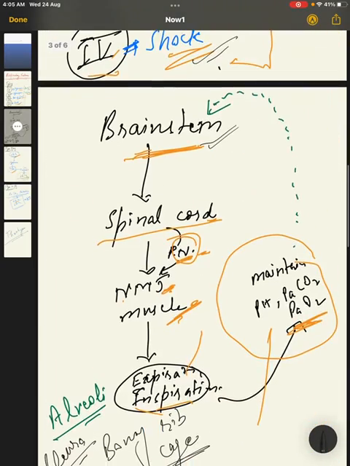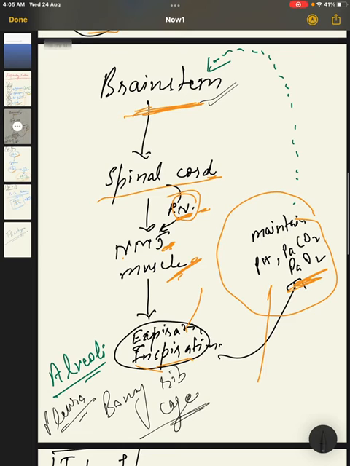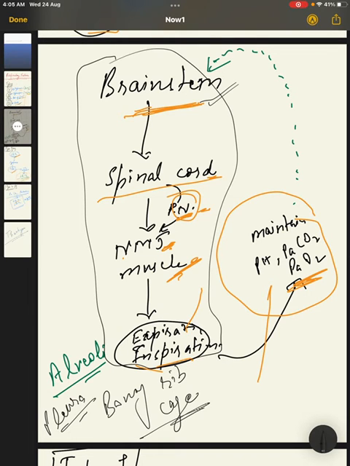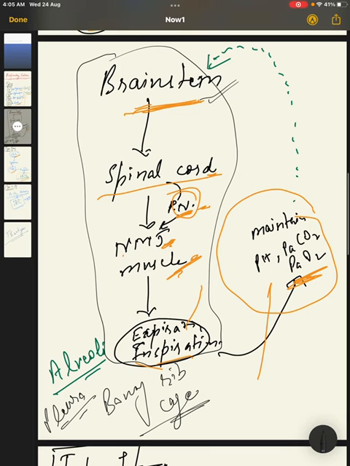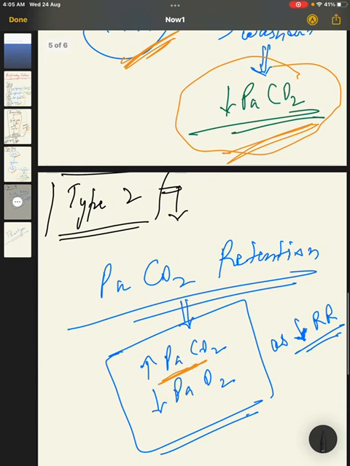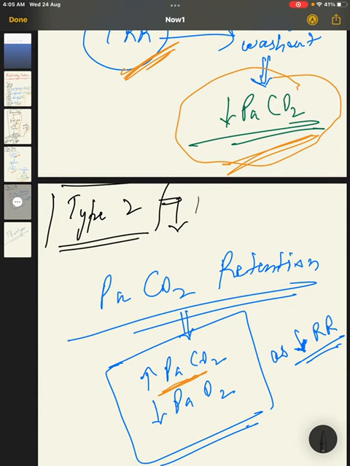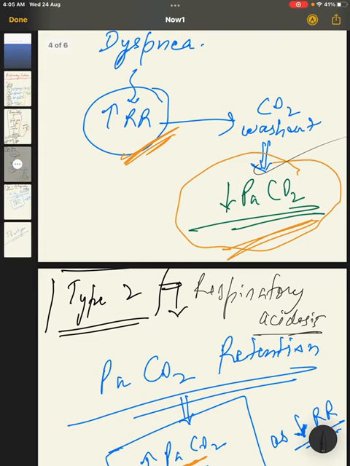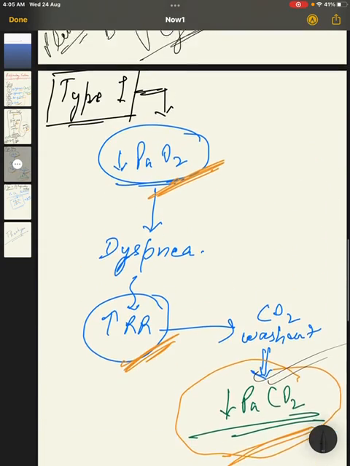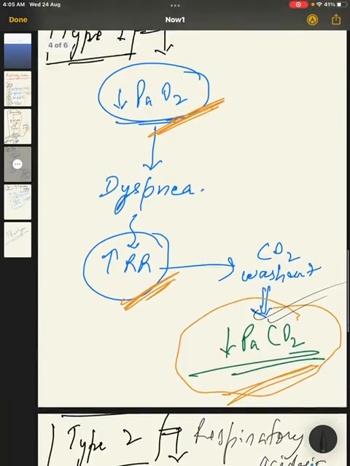Because the causes of type 2 respiratory failure mainly involve this part of the loop. This part of the loop is involved in type 2 respiratory failure. So the patient is not able to compensate via an increase in the respiratory rate, and that will lead to CO2 retention, and that will lead to respiratory acidosis. What happens in this? Respiratory acidosis will occur. And here what will occur? Respiratory alkalosis. So I hope it is very easy and clear.